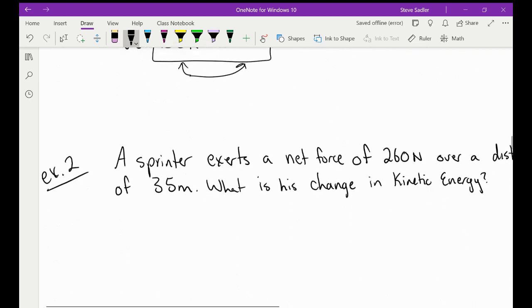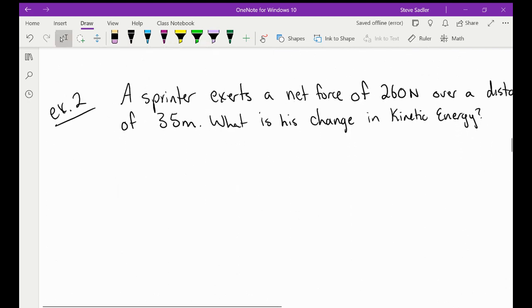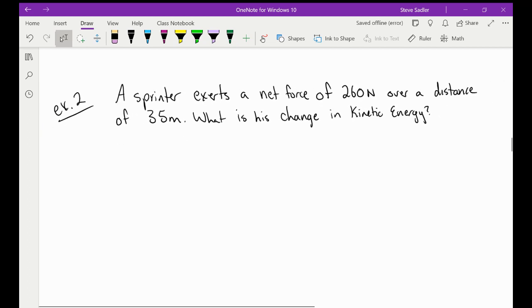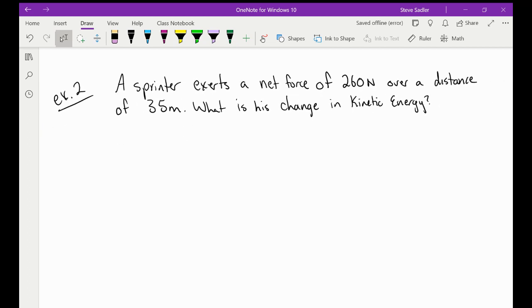All right. Example 2: a sprinter exerts a net force of 260 newtons over a distance of 35 meters. What is his change in kinetic energy?